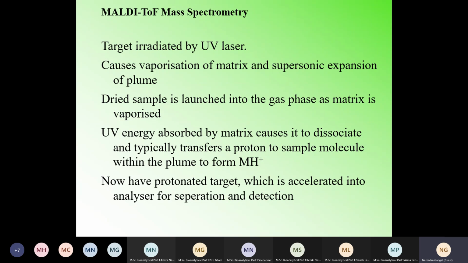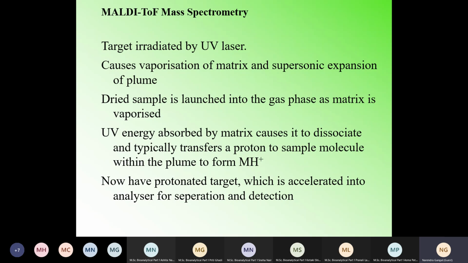If something cannot be ionized, then I cannot do mass spectrometry. Just like in infrared, your compound must absorb the infrared radiation, then only you can record the infrared spectrum. Here also, if the sample is not getting ionized, if it remains neutral only, it cannot be studied by mass spectrometry. So once you get here, with the help of matrix, the MH plus ion, then those materials can be analyzed using a mass spectrometer.